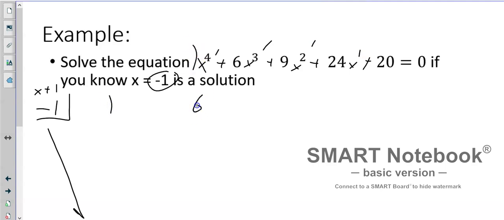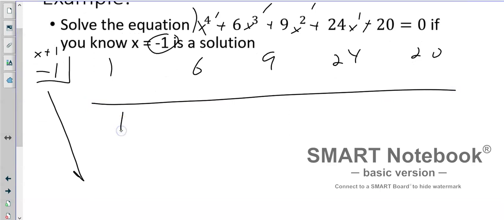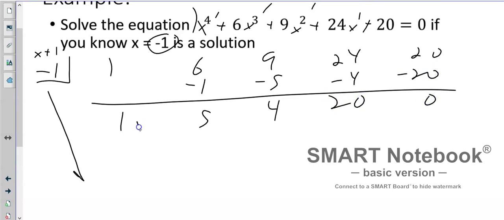1x to the 4th, 6x cubed, 9x squared, 24x, 20. Draw my line. Drop the 1, multiply by -1. Add straight down. 6 minus 1 is 5. Multiply by -1. Add straight down. 9 minus 5 is 4. Multiply by -1. Add straight down. I get 20. Multiply by -1. I get 0. So remember, this is my cubed, squared, x. So x, I said cubed and wrote 2. X cubed plus 5x squared plus 4x plus 20.